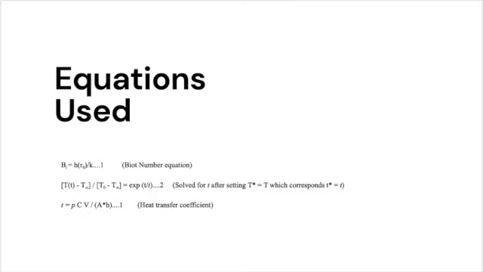Next are the equations that are used. Three simple equations: the Biot number and the temperature distribution against the time constant. And to find the heat transfer coefficient, we use the third and final equation.